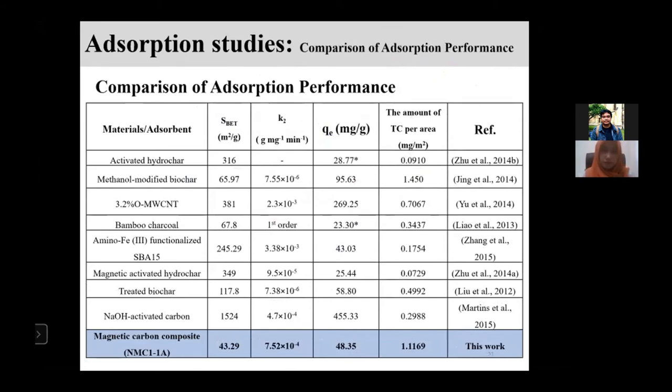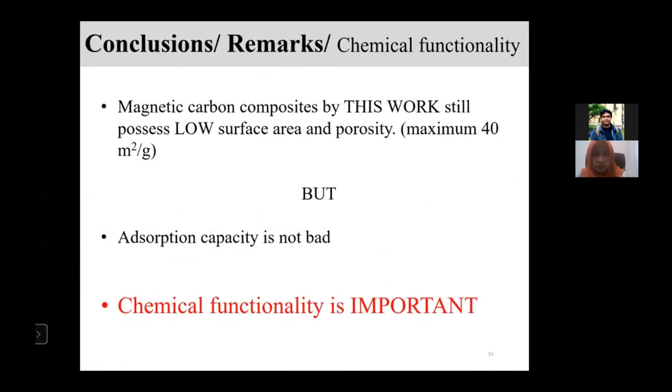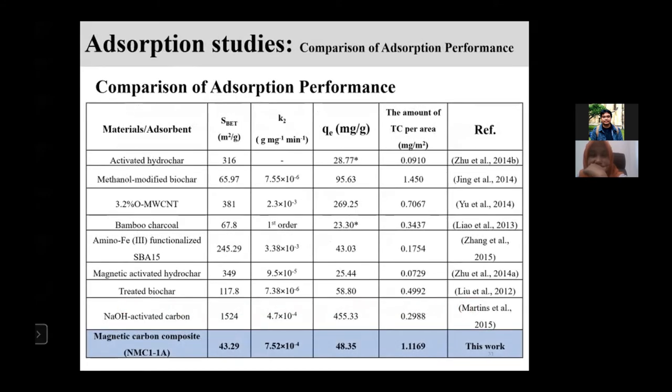But in general, the QE value of the activated carbon is much higher, yes? But when you normalize with the surface area, it's much lower than ours. So we can conclude here that the magnetic carbon composite prepared in our work possesses low surface area and low porosity, because the surface area is maximum just up to about 40 or 50. But the adsorption capacity is not bad if you compare to the other samples. It's acceptable, I would say. And it is much lower than sodium hydroxide activated carbon.